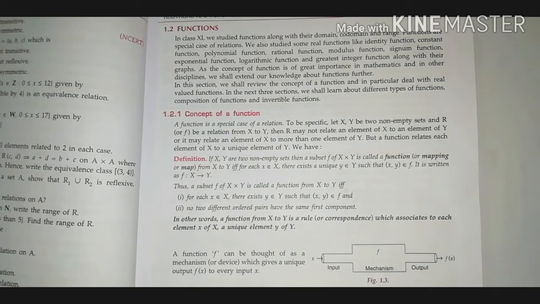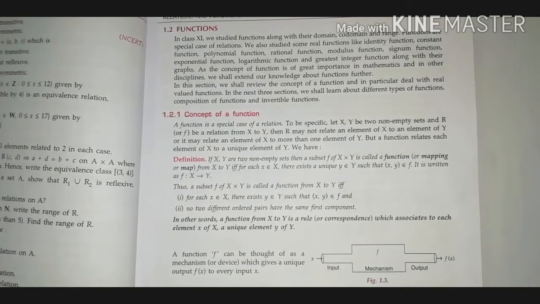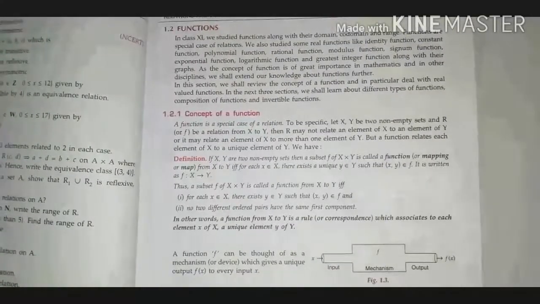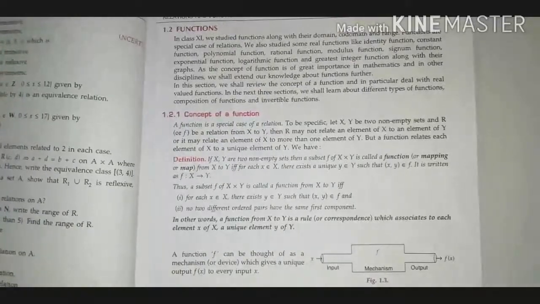Otherwise, we can also state the conditions this way: a subset f of X cross Y is called a function from X to Y if and only if for each x belongs to X, there exists a y belongs to Y such that (x, y) belongs to f, and no two different ordered pairs have the same first component. Here we are writing each element as an ordered pair. We can explain this by using an example.